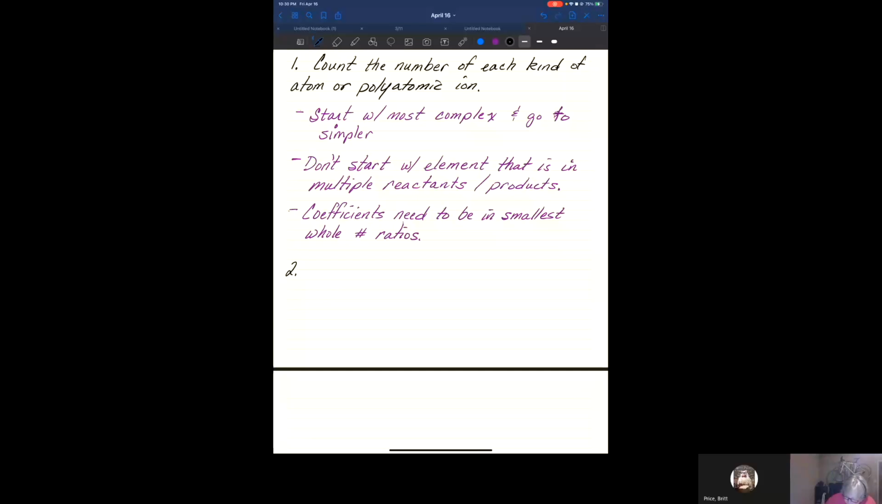So I would say the next thing to recall is that coefficients are multiplication factors, and they multiply everything in that formula.